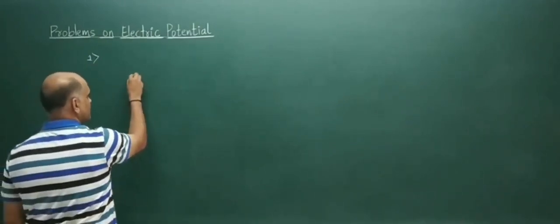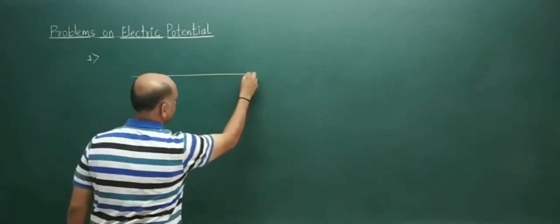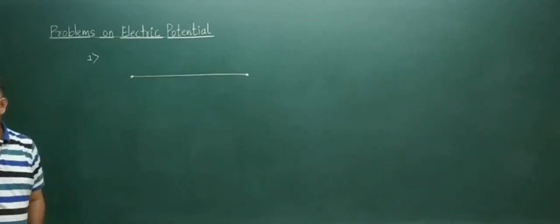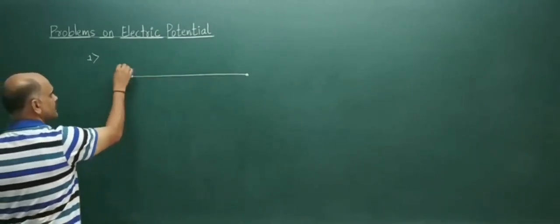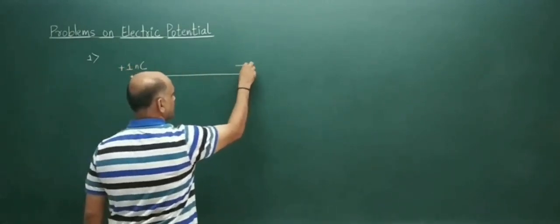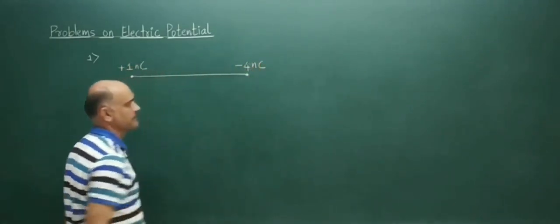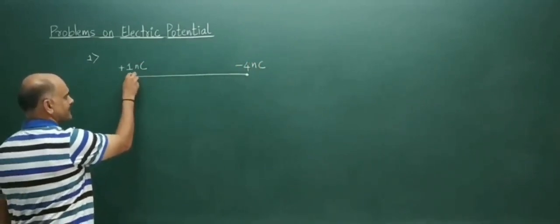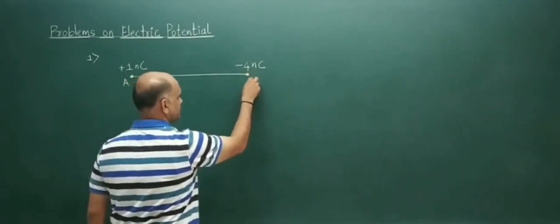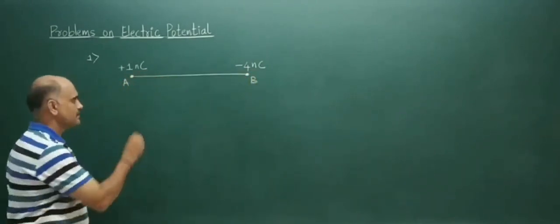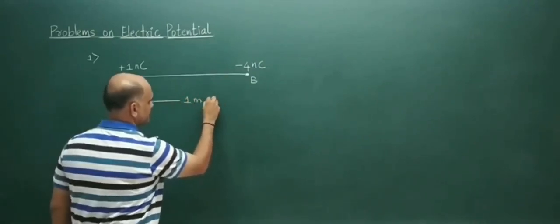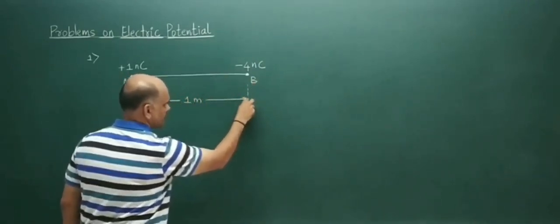So if I take the 2 charges he has given, one is plus 1 nanocoulomb and another one is minus 4 nanocoulomb. This point I will take as A, this point I will take as B. They are separated by a distance of 1 meter. Distance between these 2 charges is 1 meter.